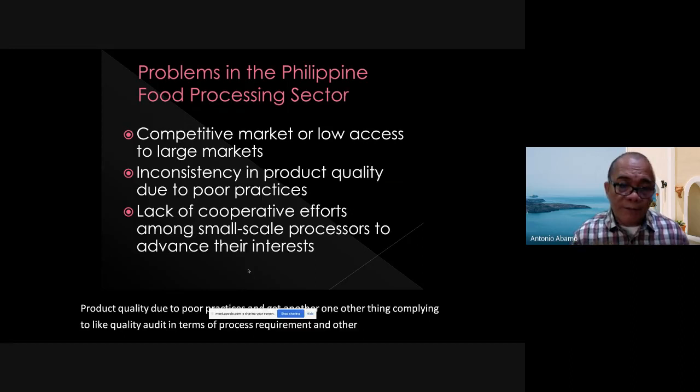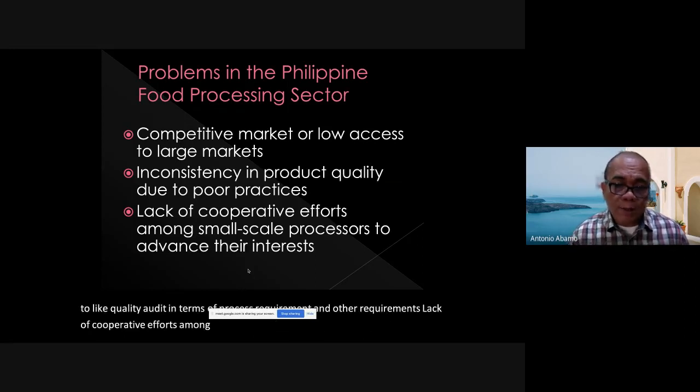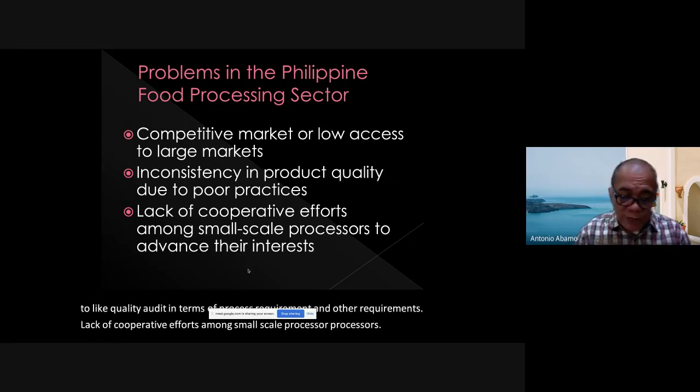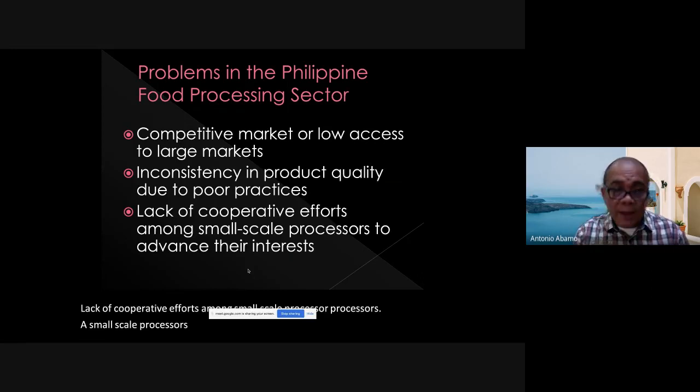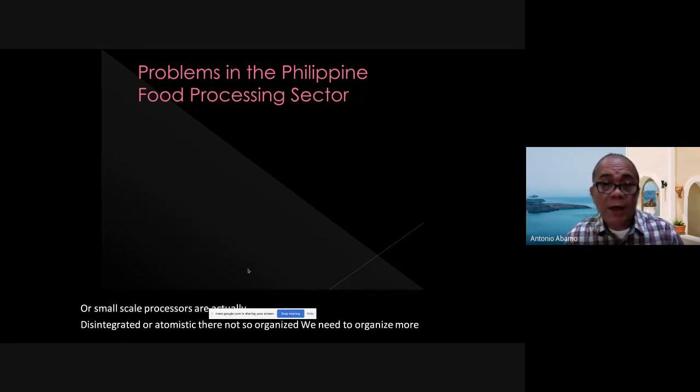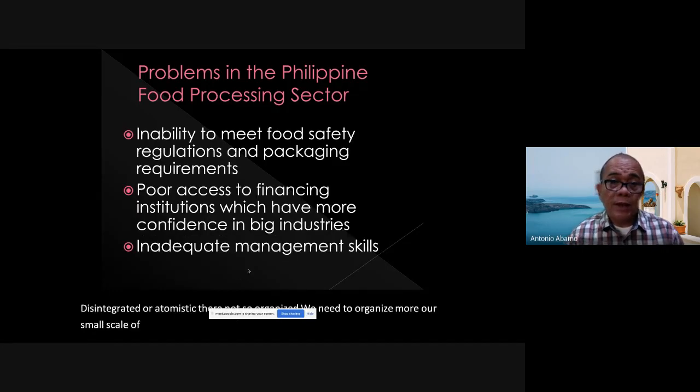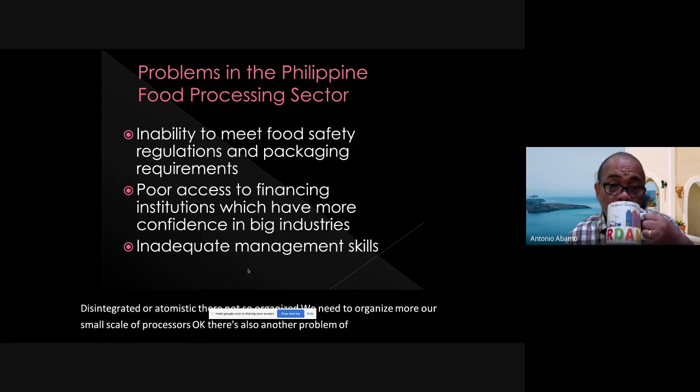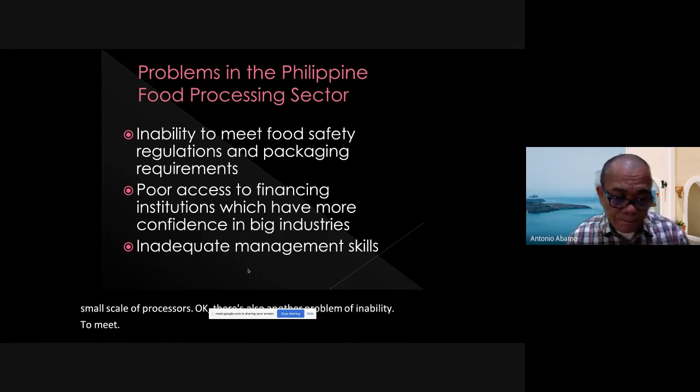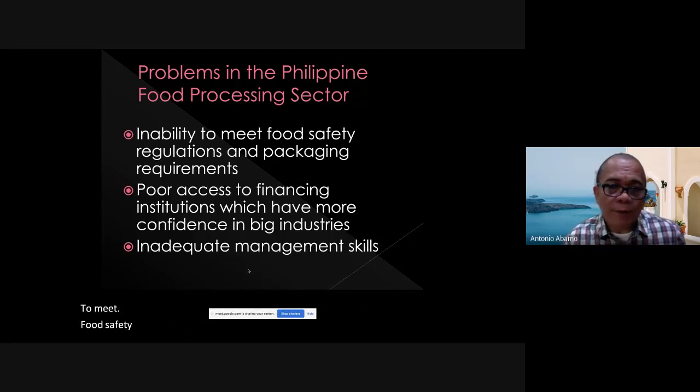Lack of cooperative efforts among small-scale processors. Small-scale processors are actually disintegrated or atomistic. They're not so organized. We need to organize our small-scale processors more. There's also another problem: the inability to meet food safety regulations and packaging requirements.